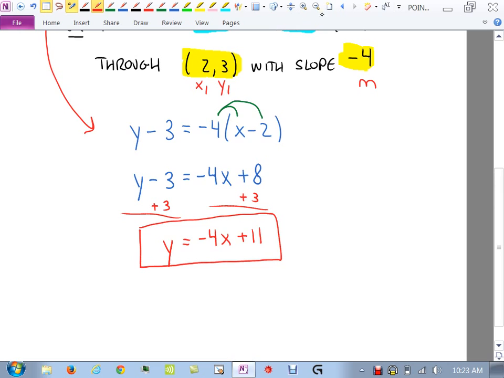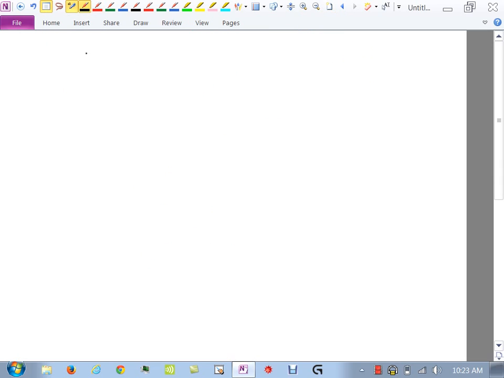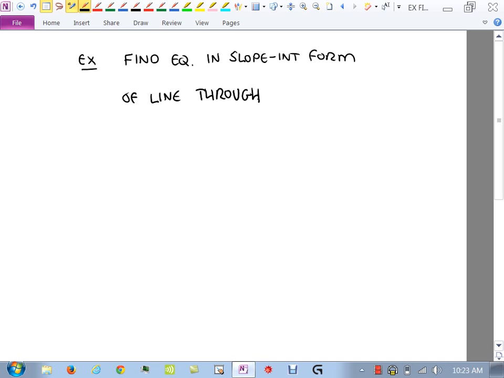Okay, one last problem, and then I'm going to give you one, and once you've done it, you can leave. This is kind of the grand finale. Find the equation in slope-intercept form. What does that mean I'm going to want? y equals mx plus b, of the line through (1, -1) and (-1, -5). I really like this type of problem on a test.